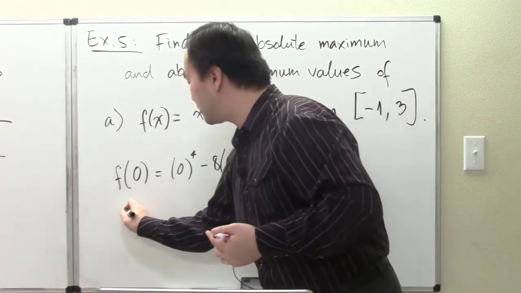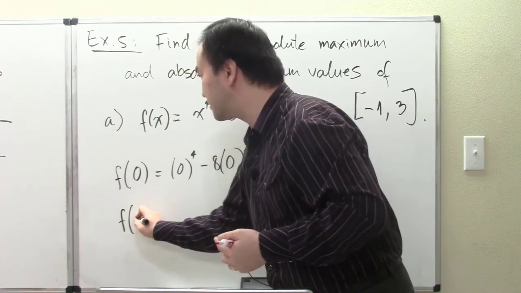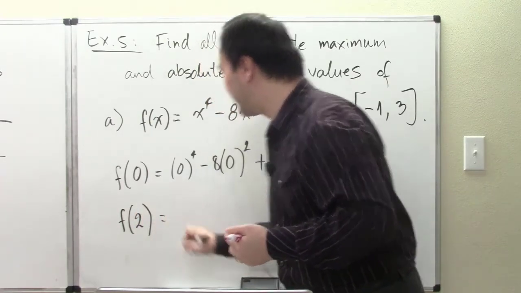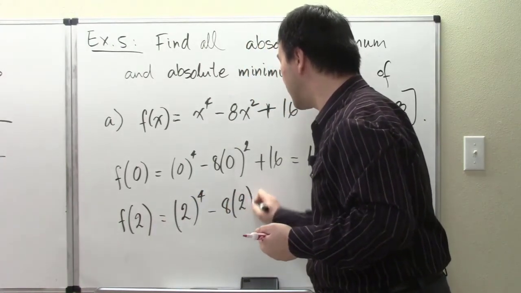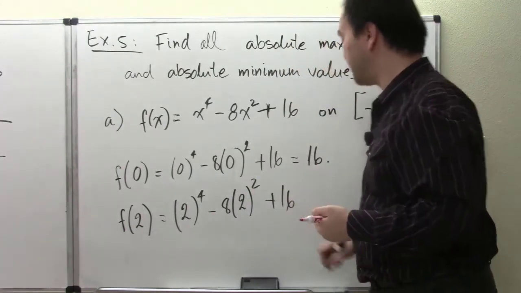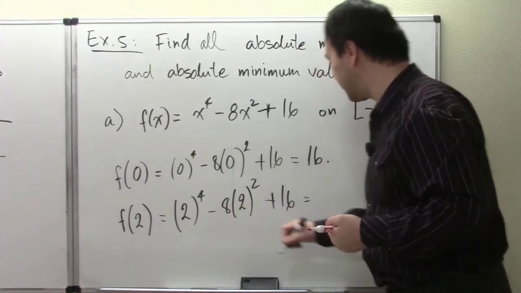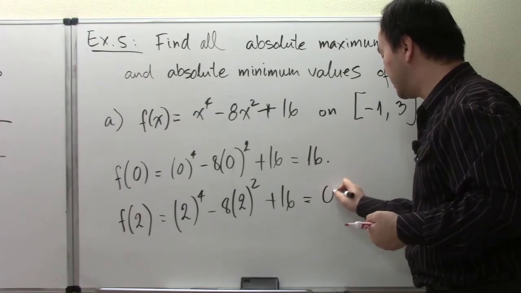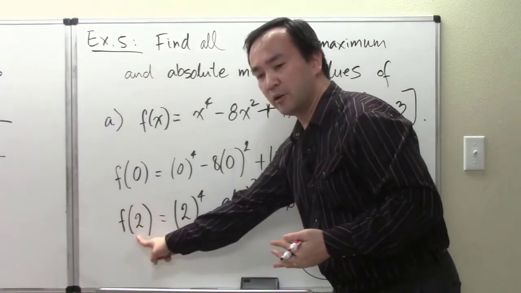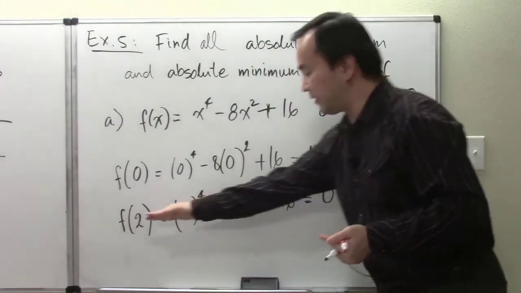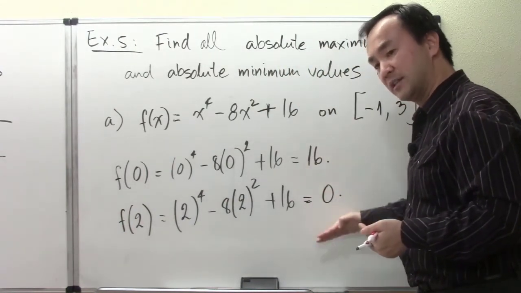But I also need to find out how low our function hits at the local minimum. So f of 2: I'm looking at 2 to the 4th minus 8 times 2 squared plus 16. That's a 32, and that's also another 32. So my function here hits down to a 0. At this other critical value inside of our interval, we've reached a local minimum, and this local minimum hits as low as 0.